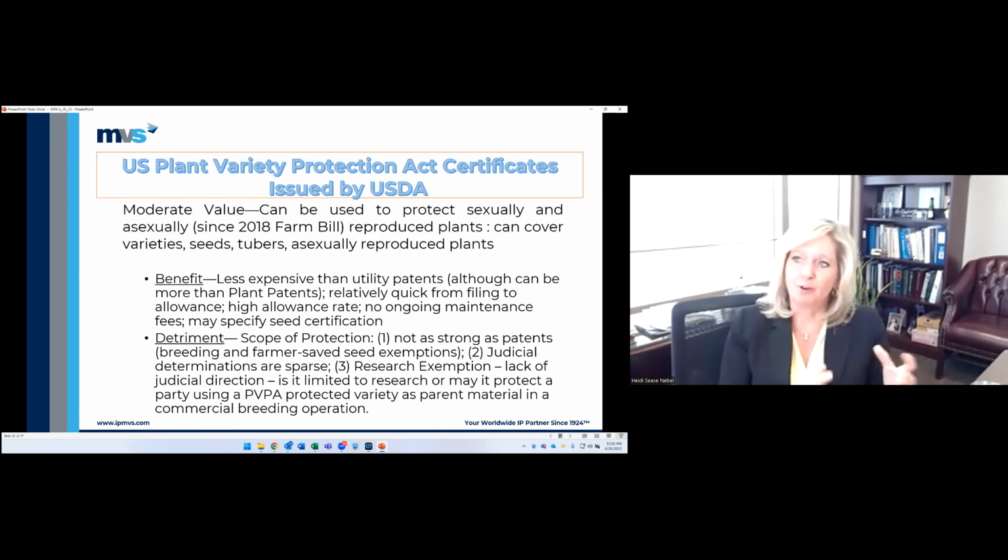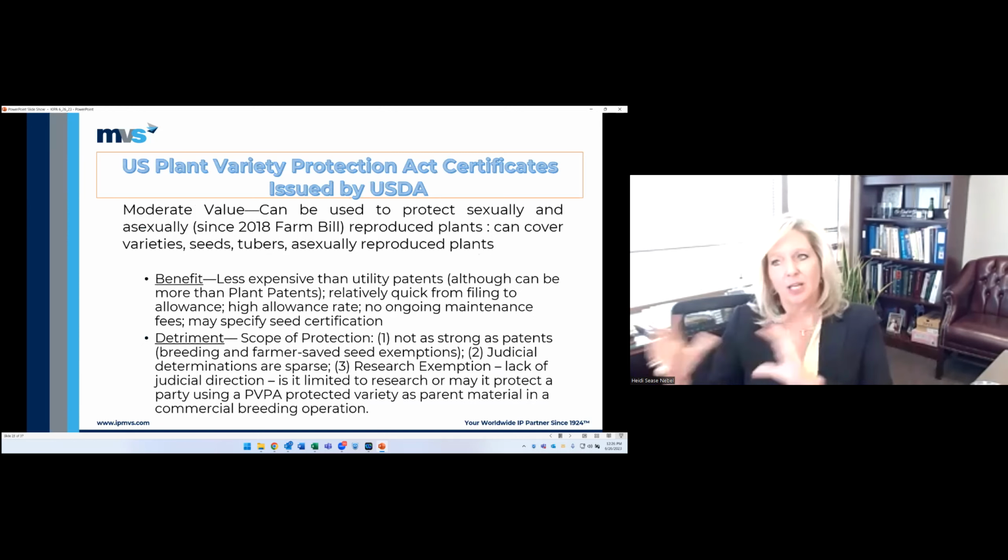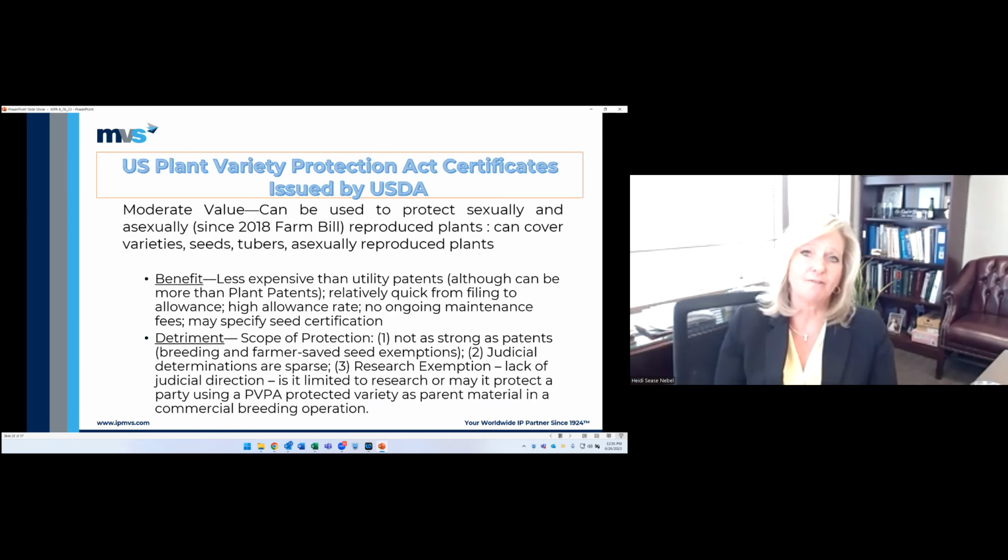So now, from utility patents, which I consider to be the gold standard, and I think most intellectual property people do, we can go over to the plant variety protection certificate. And I think most breeders are familiar with PVPs. That was sort of the traditional way to protect things before 1985, and also before 2001, when our Supreme Court decision came out.